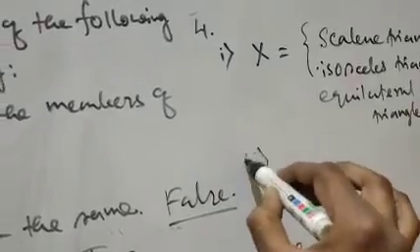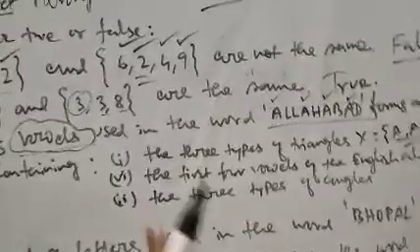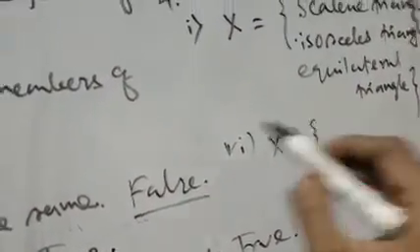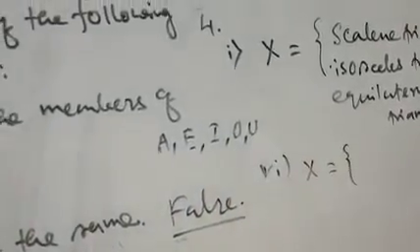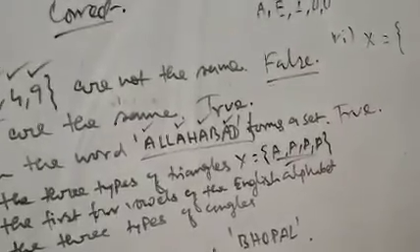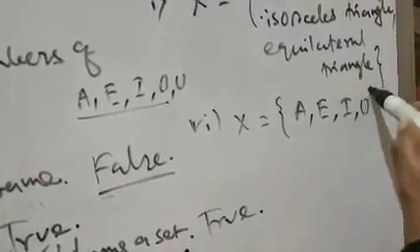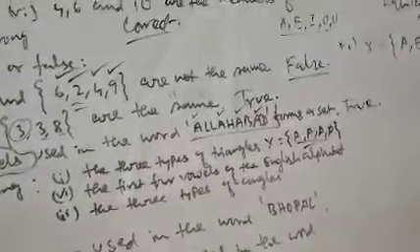Next, question number 6 says, the first 4 vowels of the English alphabet. So how many vowels are there in the English alphabet? A, E, I, O, U. There are 5 vowels, and we have to take the first 4. First 4 means up to O. So A, E, I, O. The first 4 vowels. This is the representation of the set.